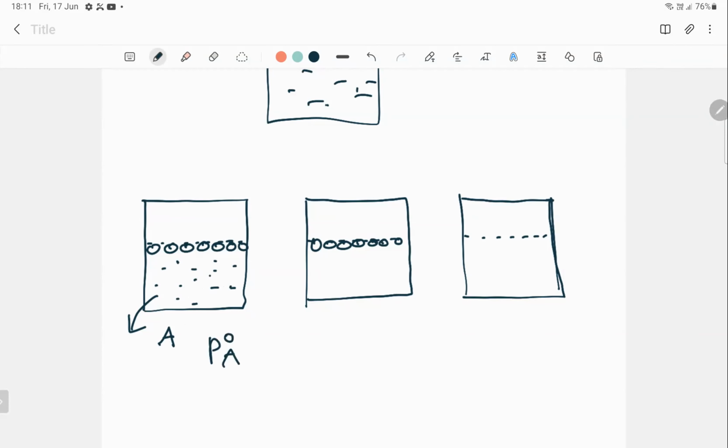Now we are going to write the equation. P0A means only solute is present. No solvent, no solution. Only solute is present. Now, in the second chamber, only pure solvent is present. P0B. Okay. So in the first chamber, what will happen?